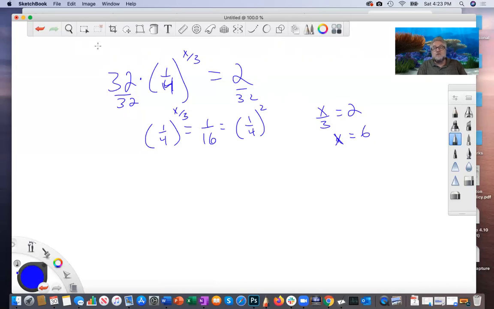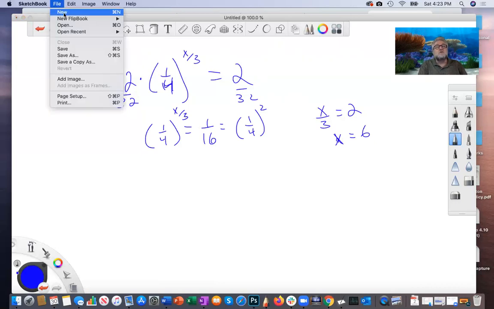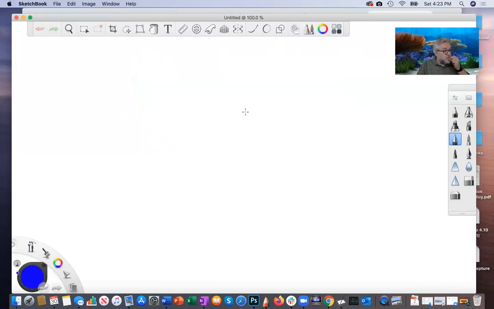So I'm hoping you're seeing the patterns while I'm doing these, because these are the kind of strategies you're going to do. Get the bases and the logs equal, get the bases and the exponents equal.